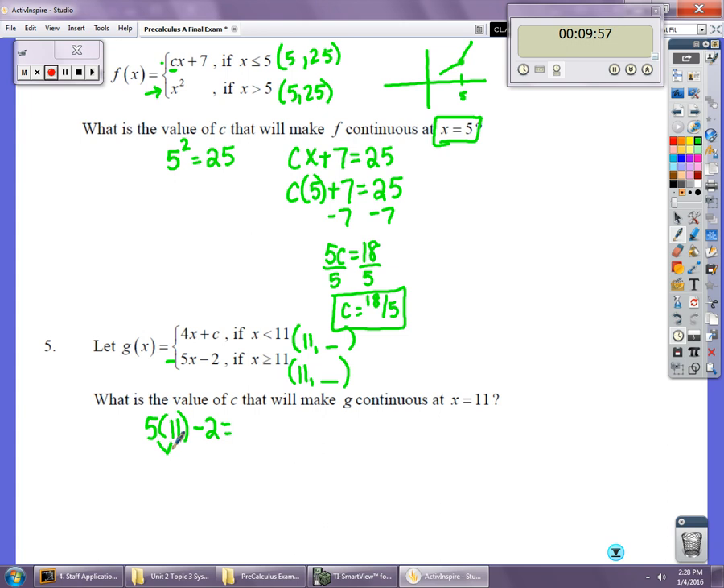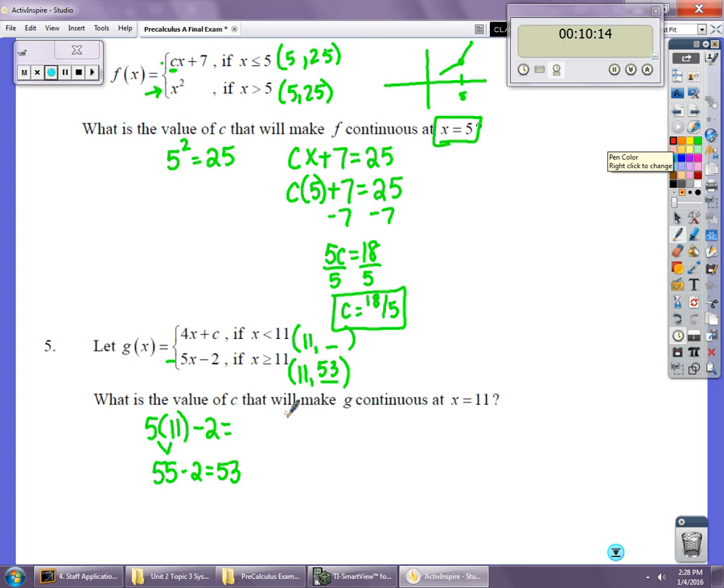Well, let's go ahead and evaluate this. This would be 55 minus 2, which is 53, right? So we know that this ordered pair would be (11, 53). And I want the other equation to have the same ordered pair in order for it to be continuous.